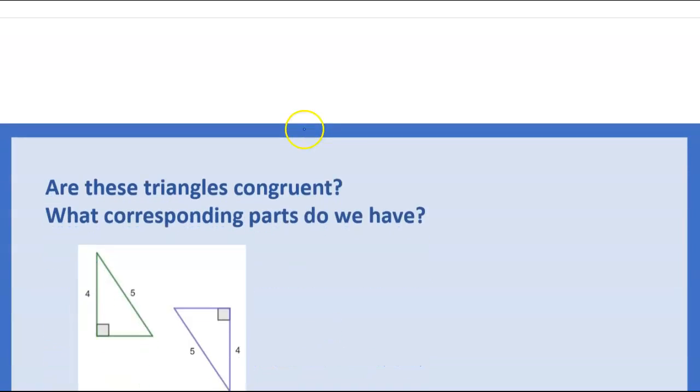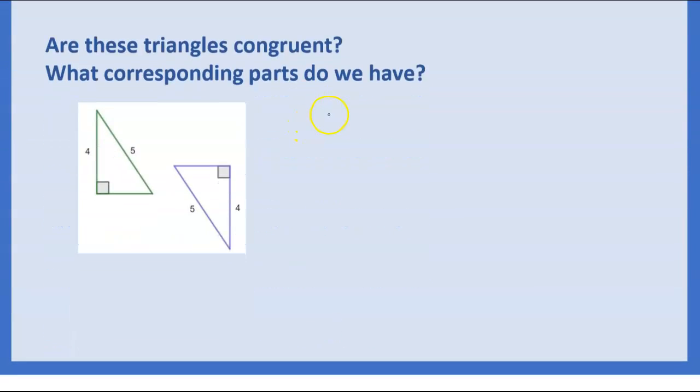So let's see. We have two triangles here. We're asking, are these triangles congruent? What corresponding parts do we have?